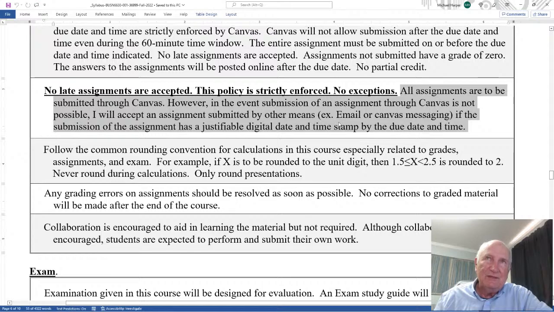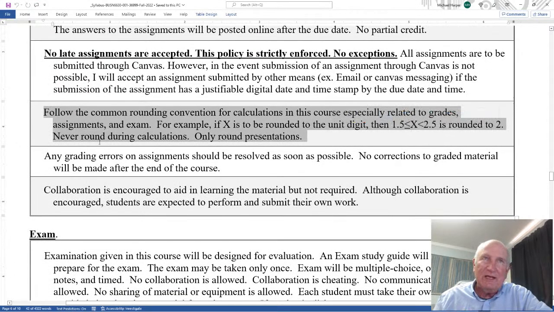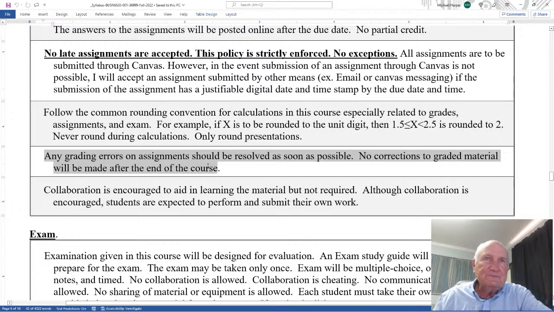I won't accept it. Okay, follow the common rounding procedures. As I said before, never use rounded numbers in a calculation. But you can submit rounded numbers in a presentation. Any grading errors on assignments should be resolved as soon as possible. No corrections to grading material will be made after the end of the course.